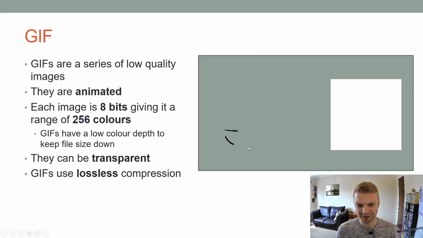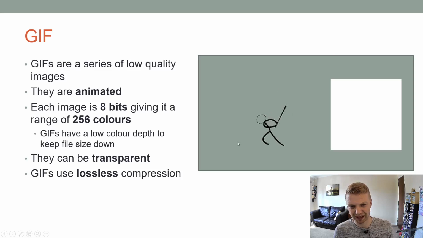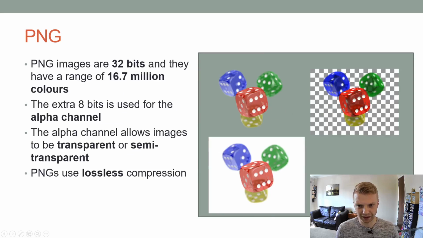So they can be transparent, so that's this bit here, but they don't have to be. And they use lossless compression. Now lossless, you might think, well, lossless is the good quality one. Why is this a low quality image? It's just because I don't think you can afford to lose any more quality, otherwise it would become even more pixelated, so it's lossless.